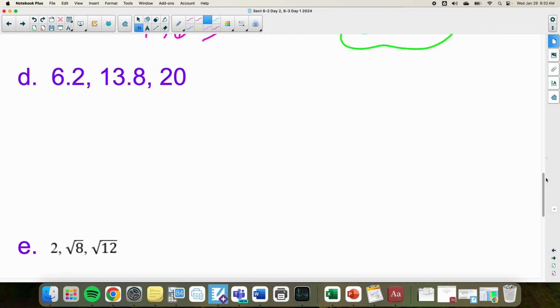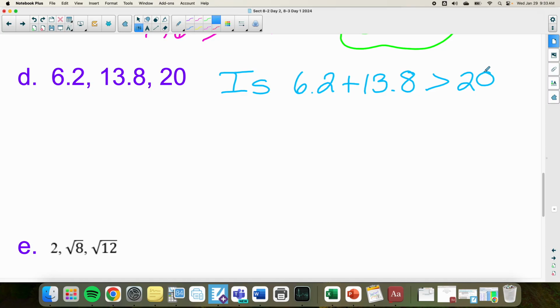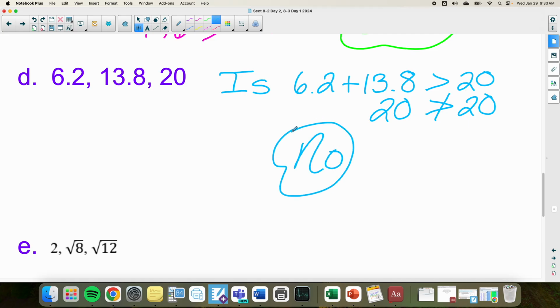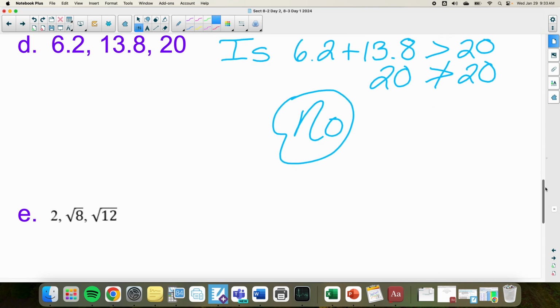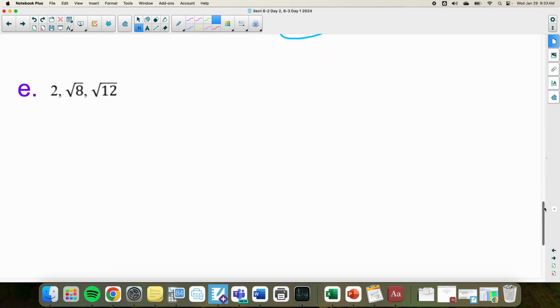All right, now we have some decimals, but that's okay. So again, we're gonna check, is 6.2 plus 13.8 greater than 20? Is it? No. Isn't this 20? And 20 is not greater than 20. And you're gonna like those, because then all you have to do is write no, and then you're done with that problem. Okay?